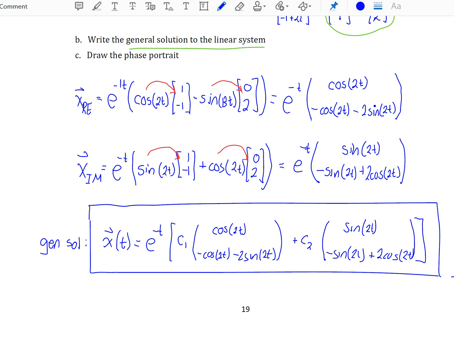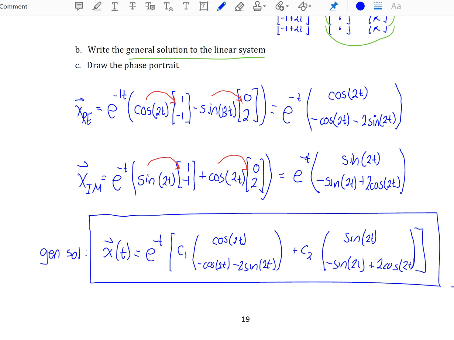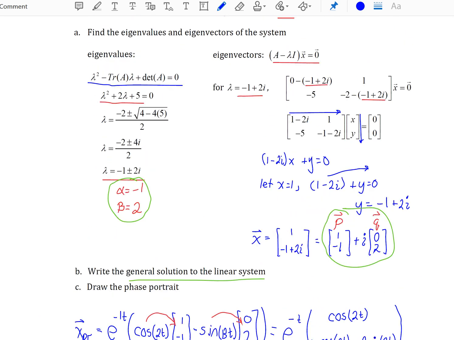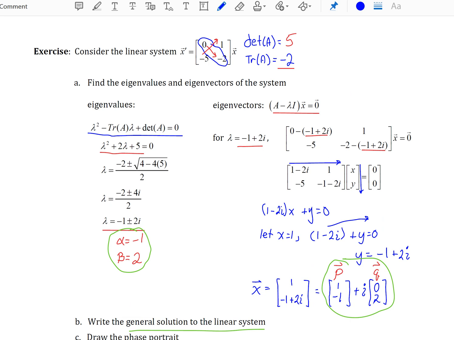Okay, now let's look at drawing our phase portrait. Now to draw our phase portrait, we need to rewrite our linear system as a system of equations. So let's take our original system given by x prime equals Ax, and let's expand this and write it as a system of equations again.